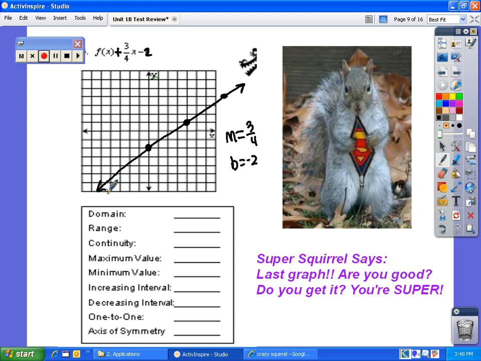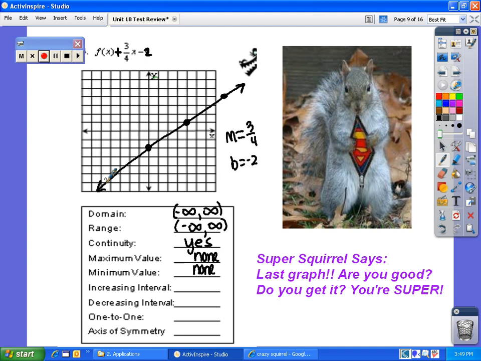If you notice, this is a great graph because it's going up and to the right, down and to the left in all directions. So that means that your domain and your range go from negative infinity to positive infinity. It is definitely continuous because I never have to pick up my pen to go up and down the line. There are no maximum or minimum values because remember, there's nothing that I can measure all the way up here, and nothing that I can measure all the way down there.